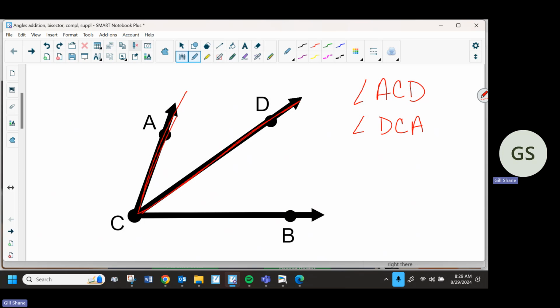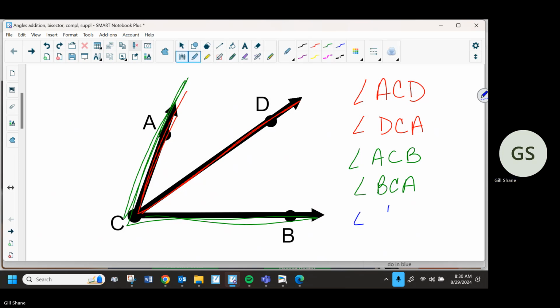Actually, I guess we can switch to green. Give me another one. What else could we do with that? CCA. Yeah, we could reverse them. That is the same angle. C has got to be in the middle, though. That would be the big angle in green. And then what's the last one? We'll do it in blue. And we could reverse it and say BCD.